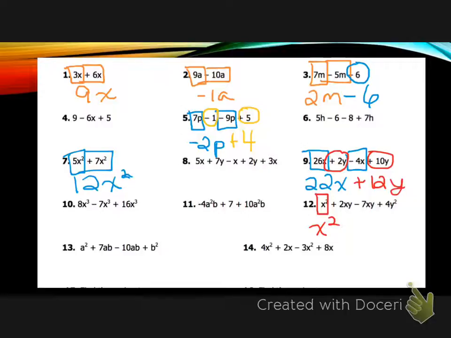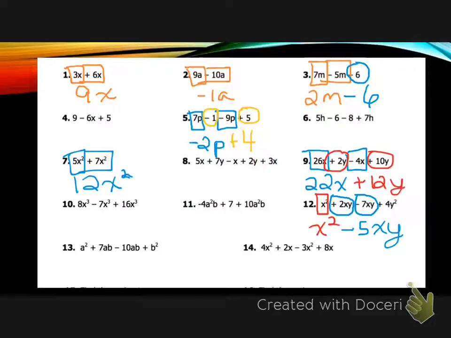Then you're going to find another one. Let's see, here's an xy term, plus 2xy. Here's an xy term, minus 7xy. Remember, always include that sign in front. So 2xy minus 7xy is going to give us a negative, or subtract, 5xy. But we're still not done.